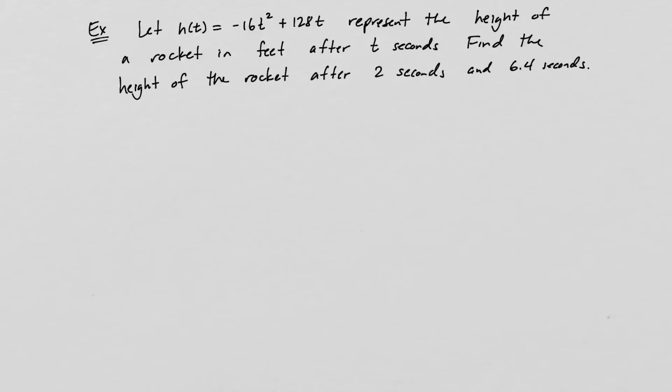Now remember, t is the time. And so when t equals 2 seconds, the height at that particular time is given by plugging the value of t into the function. So we're going to do h of 2. H of 2 means we take the number 2 and we put it in for t into this function. And so doing that gives us negative 16 times 2 squared plus 128 times 2.